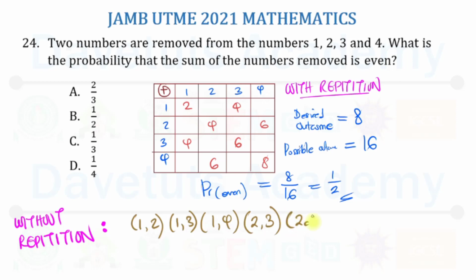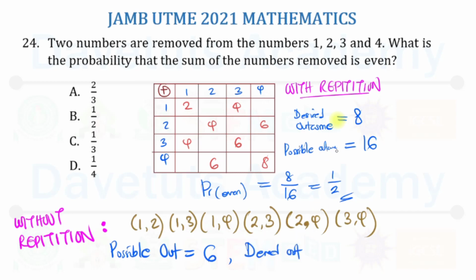And next, we can look at 2 and 4. And then finally, we can look at 3 and 4. So, in this particular case, the possible outcomes, we have 1, 2, 3, 4, 5, 6 is 6. Our desired outcome that the sum should be even is only this. This desired outcome is 1, 3, and 2, 4. So that will be nothing but 2. Therefore, the probability is, in this case, 2 over 6, and that is 1 over 3.